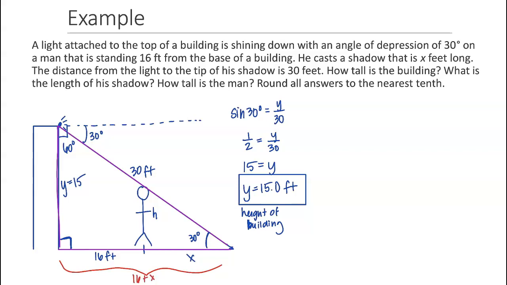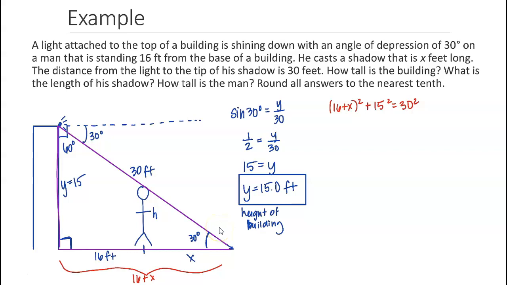So we could set this Pythagorean theorem up. We could say (16 plus x) squared plus 15 squared equals 30 squared. We could do that, but now I'm solving for x, and this is a mess. I'd have to FOIL this out, 16 plus x times 16 plus x. I have some pretty big numbers, 15 squared, 30 squared.